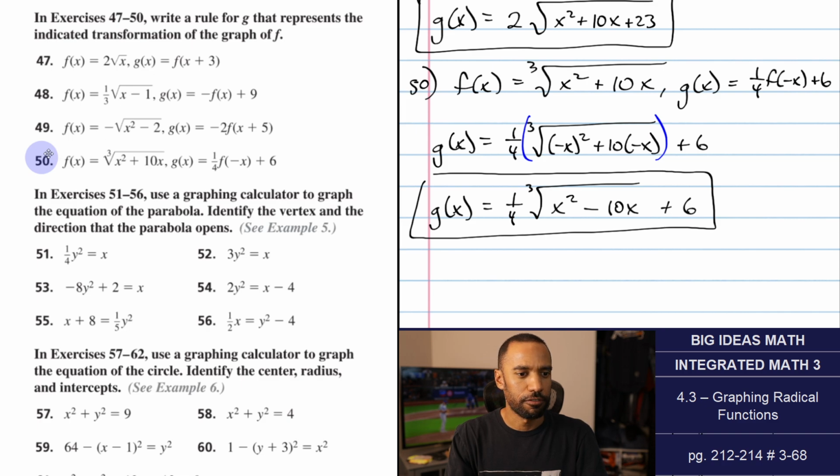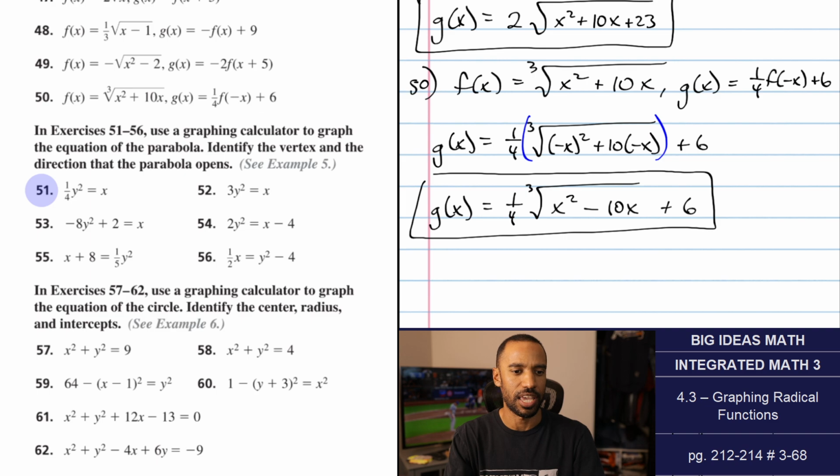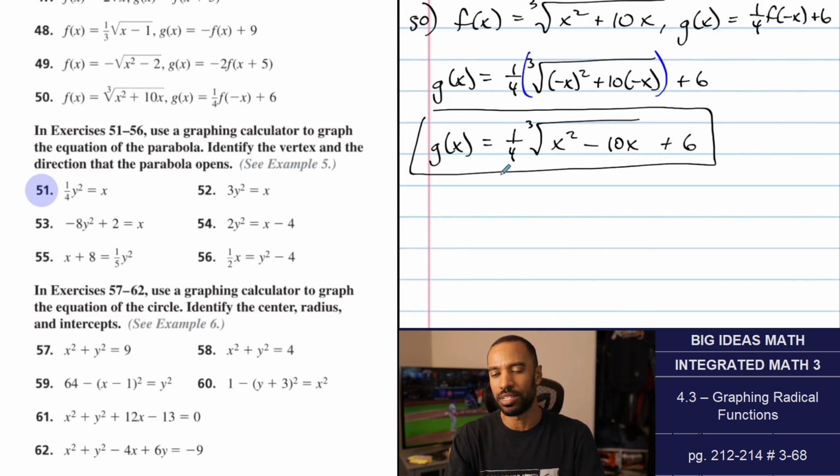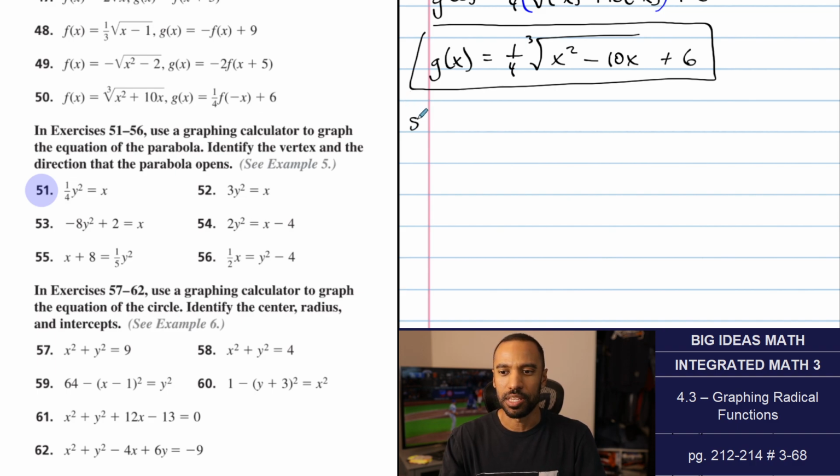All right, numbers 51 to 56. Use a graphing calculator to graph the equation of the parabola. Identify the vertex and the direction the parabola opens. It's kind of interesting in the way that we did do some of these things in IM2. It didn't start off looking like these as equations. Well, it sort of did. We graphed x equals y squared's equation.